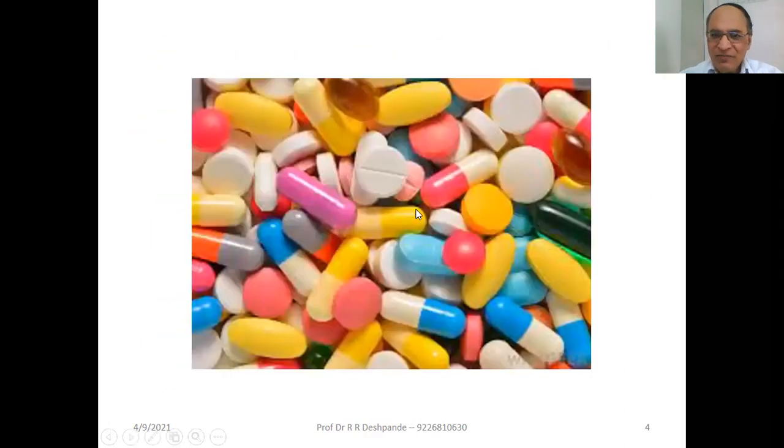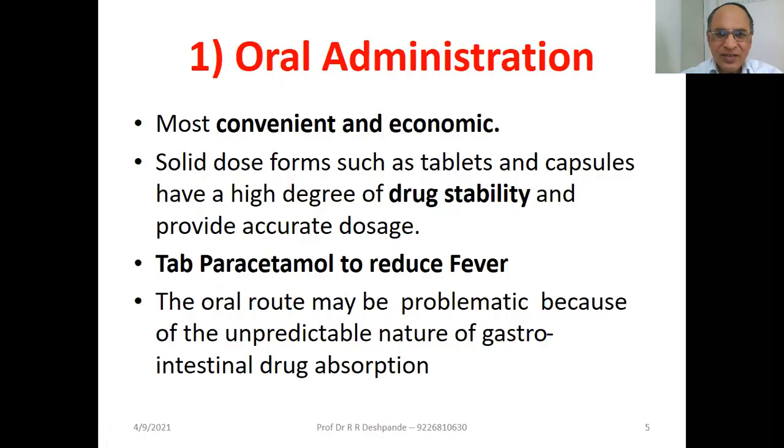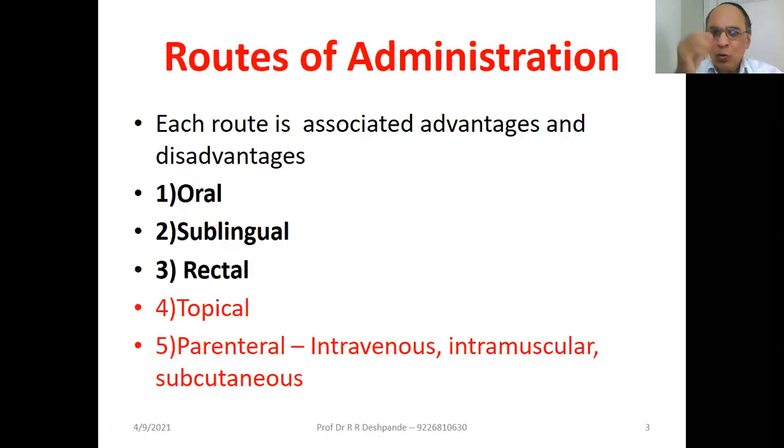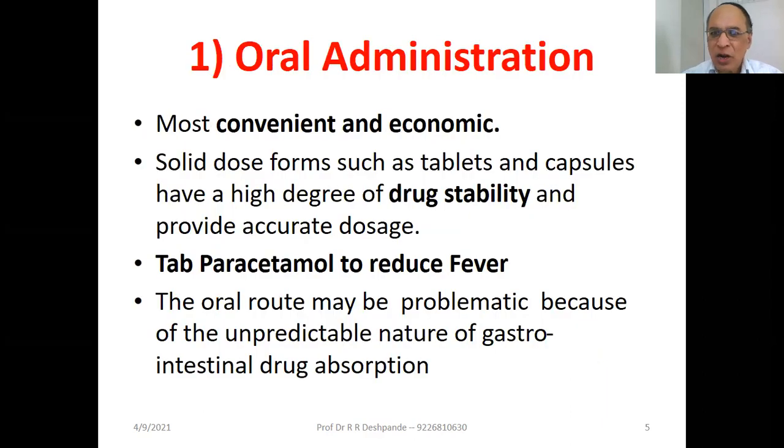So you can see, we will start with these tablets and capsules. First is oral administration. Before that, I would like to show you the routes of administration, totally five important routes. Each route has its associated advantages as well as disadvantages. Oral route by mouth, sublingual, below the tongue, rectal, topical, and parenteral route, which includes intravenous injections, intramuscular injections, and subcutaneous injections.